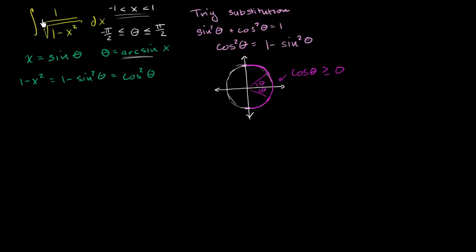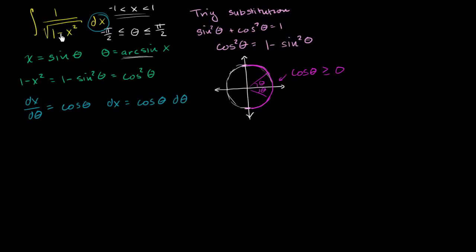So let's try to substitute back. And the only thing we have left to do, we already know that x is equal to sine theta. Theta is equal to arc sine of x. But we also need to figure out what dx is equal to. We could say dx d theta is going to be equal to just the derivative of this with respect to theta, which is just cosine theta. Or we could write that dx is equal to cosine theta d theta.